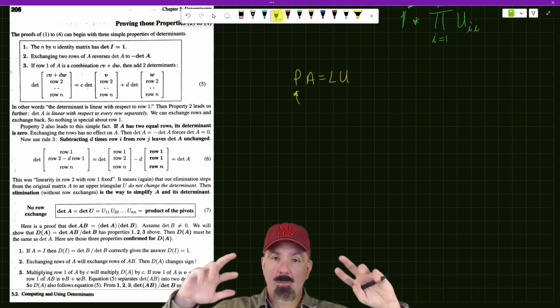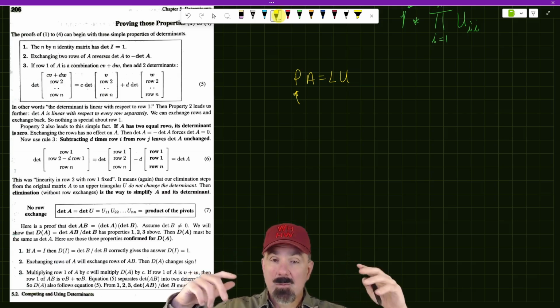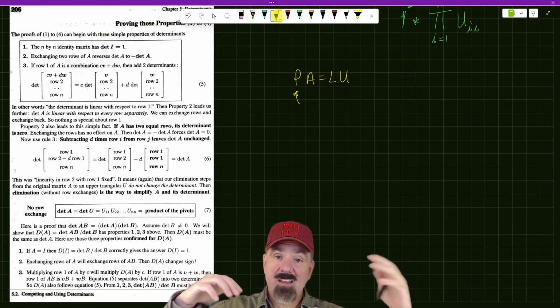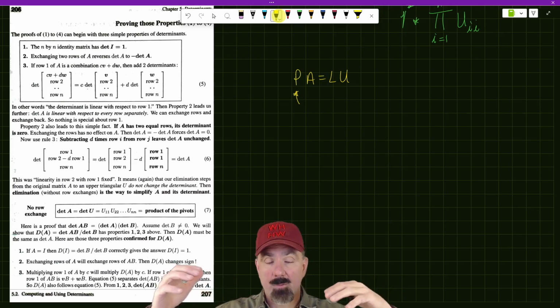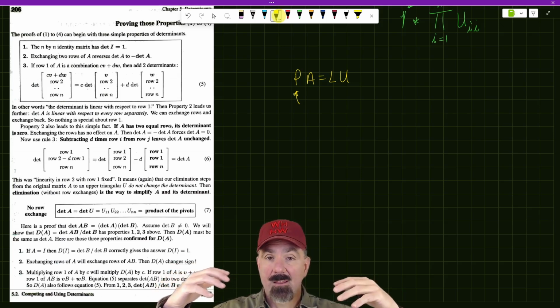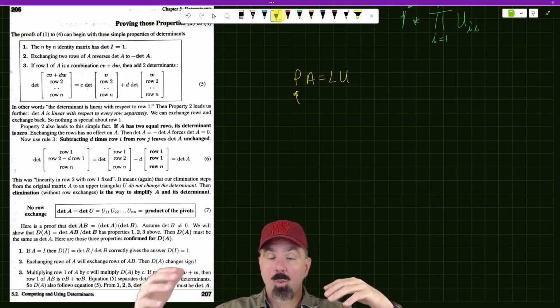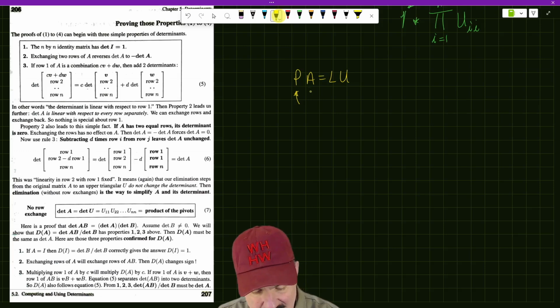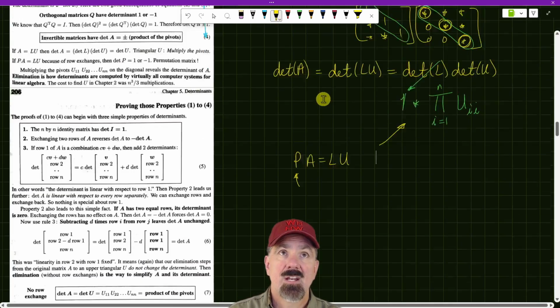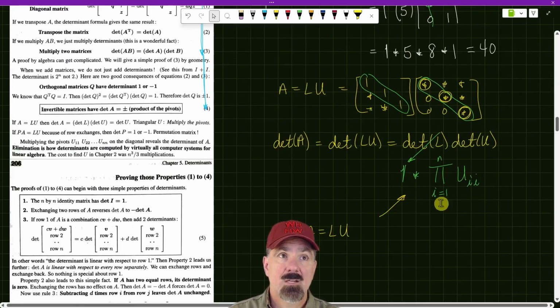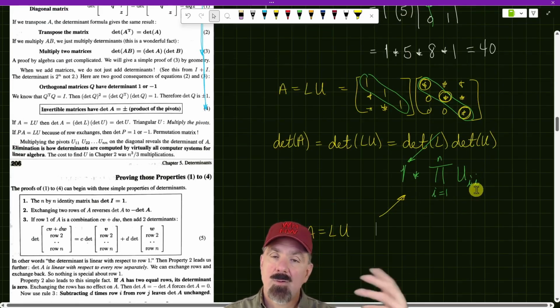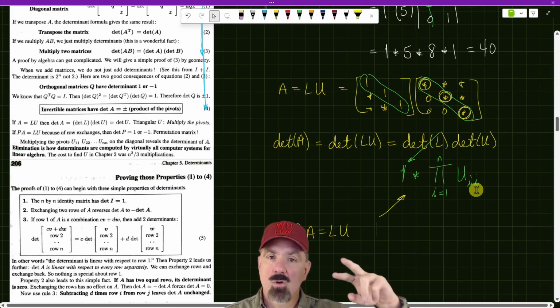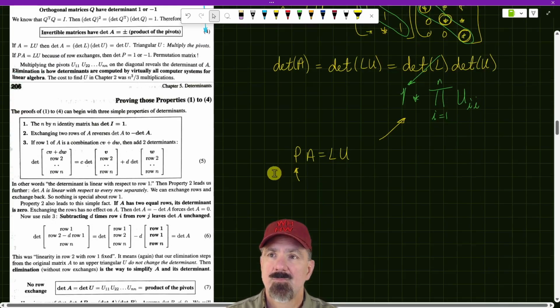It's the product of a bunch of permutation matrices. But the point is it's either an even permutation matrix or an odd permutation matrix, and that means it has a determinant equal to 1 or negative 1. So the determinant of A is just going to be what we discussed up here, except it could be positive 1 or negative 1 depending on how many row swaps we did when we were calculating the LU decomposition.